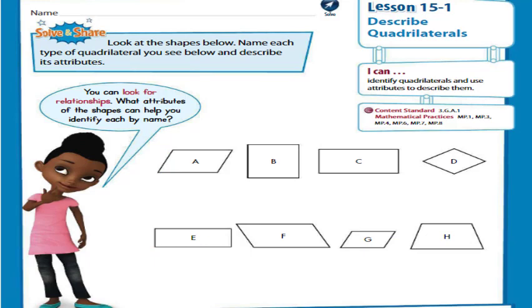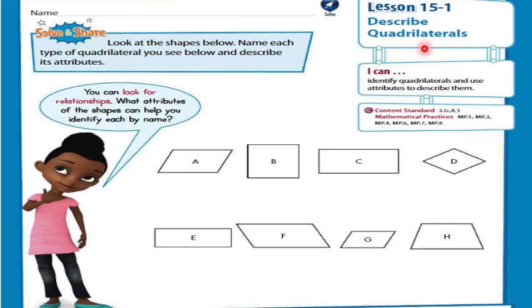Okay, so let's begin our lesson. Now we know about all the shapes and how many sides they have and what are their attributes. Attribute means how many sides and how many angles they have. So, lesson 15.1, describe quadrilaterals. Quadrilaterals, so it means we are going to discuss the shapes with how many sides?